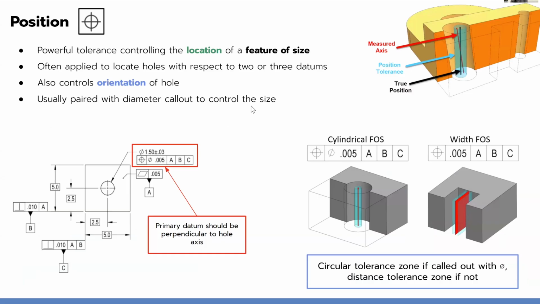position is probably, in my experience, the most used one besides profile, where it controls the location of a feature of size. So obviously, if you say the position of a hole, I think it's pretty clear what that means, right? You're controlling where you place this hole. And oftentimes you're doing it with at least 2 to 3 datums. But funny enough, it also controls the orientation of a part.